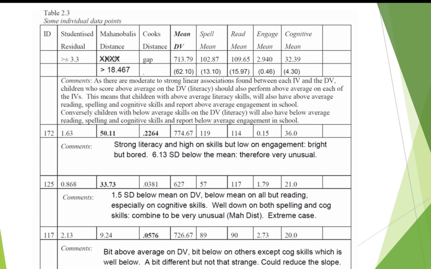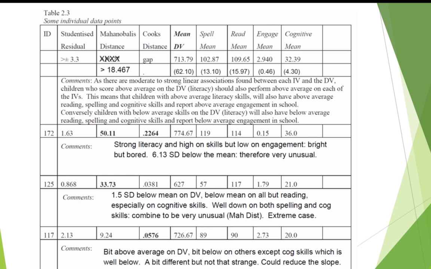Score 117, a bit above average on the DV. So what are they, 726 versus 713. So they're 10 above the mean, with a standard deviation of 60. So they're about a sixth of the standard deviation. So they're very average, just fractionally above the mean.